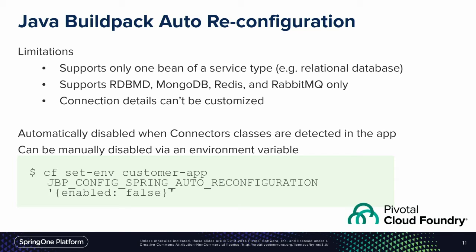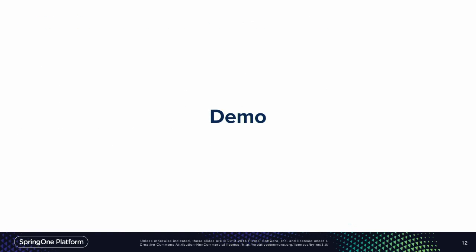This can be disabled. The functionality is automatically disabled if it detects any Spring Cloud connector classes in your class path. So the thinking there is if you're manually including connectors in your code, then you don't want this auto configuration stuff to happen. You're going to do it manually. Or you can explicitly disable all this Buildpack magic by setting this environment variable on your application. Okay, so that's the first way that auto reconfiguration magic can happen.